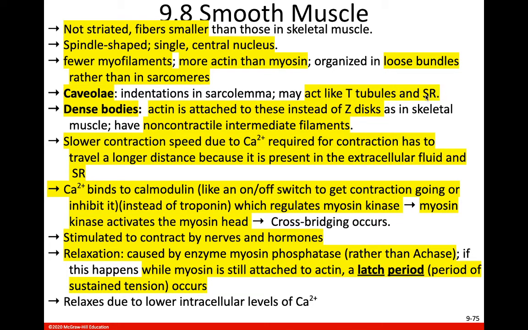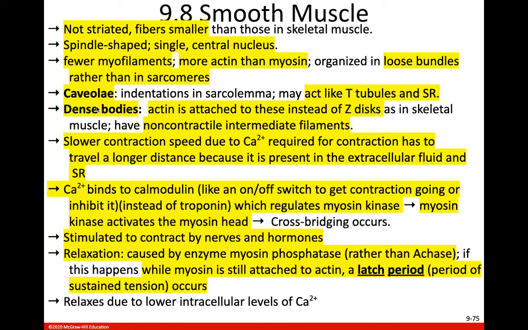And so the caveolae, more than anything, allow the extracellular calcium to get into the cell.